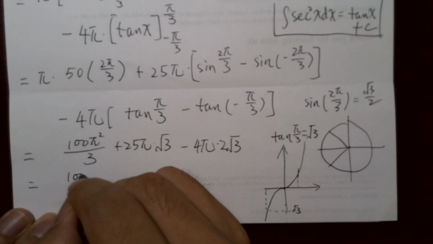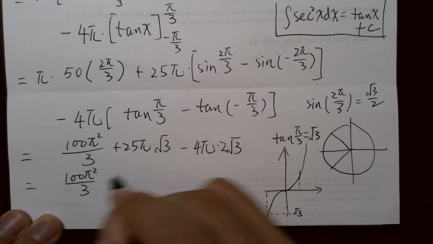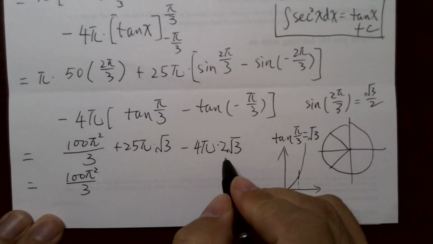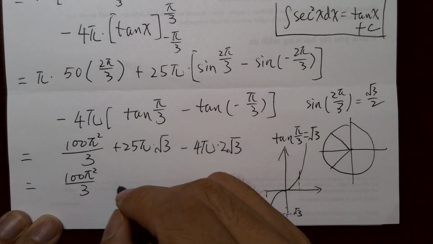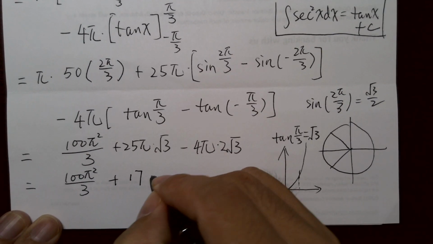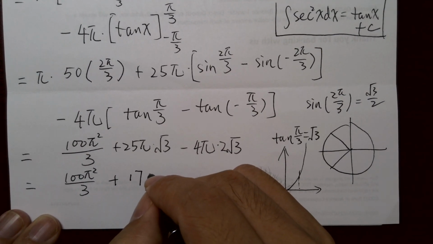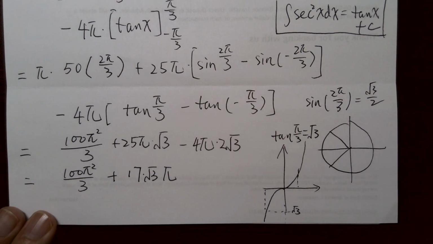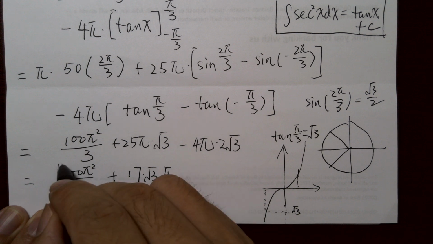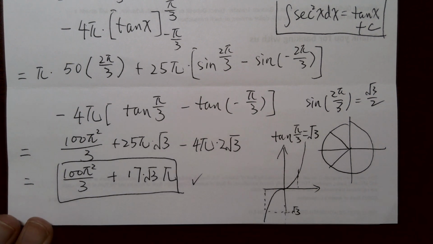Okay, so let's put all the pieces together. It's 100 pi squared over 3. Then 25 pi times square root of 3, and this is 8 pi times square root of 3. Putting it together, it's 17 square root of 3 times pi. So that finishes the problem. Hope you enjoyed this.